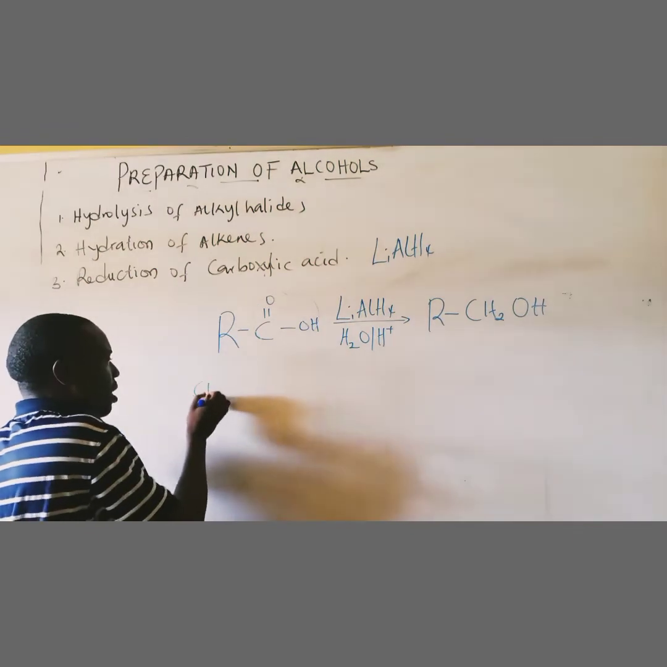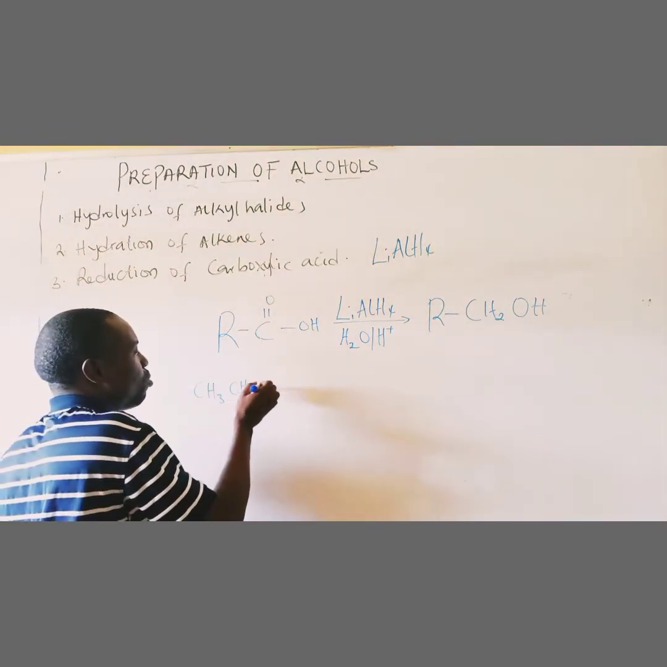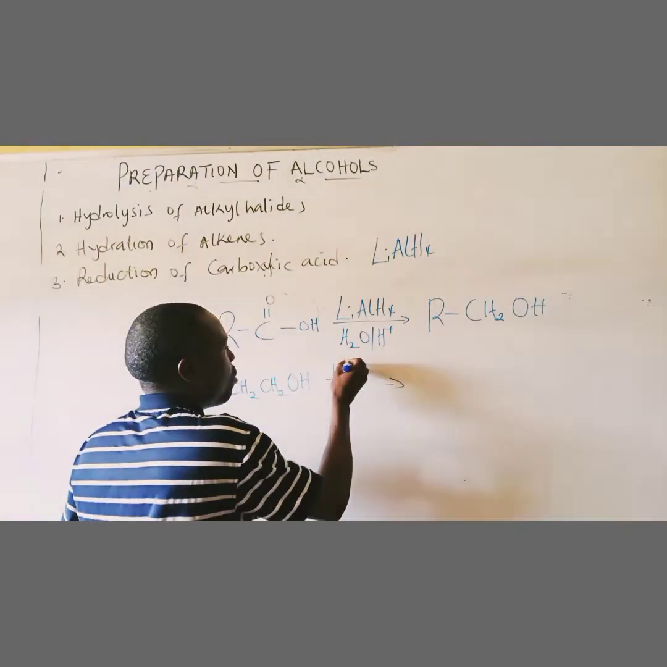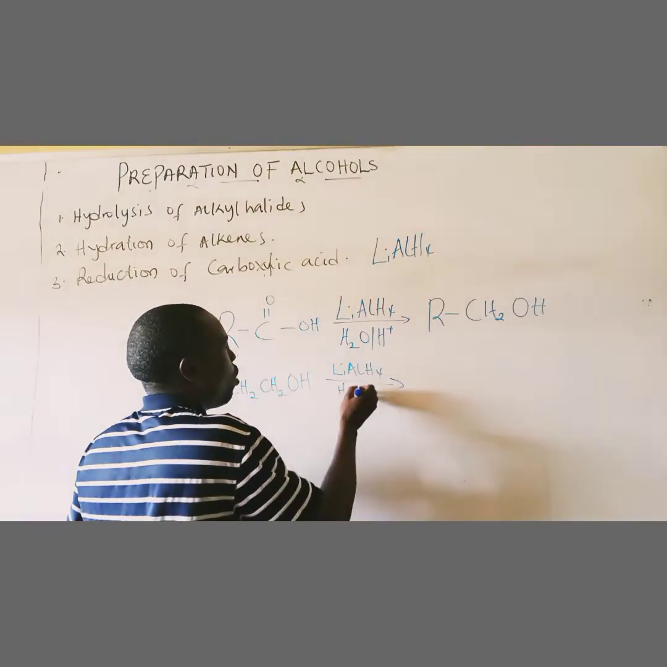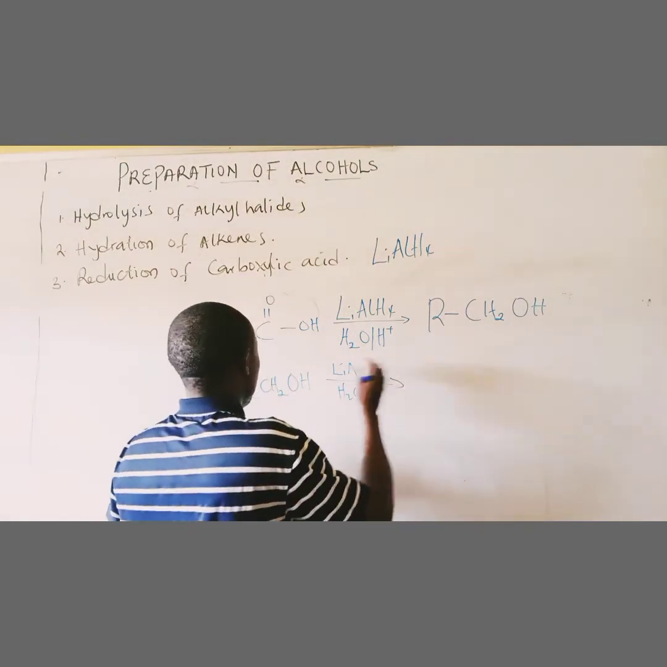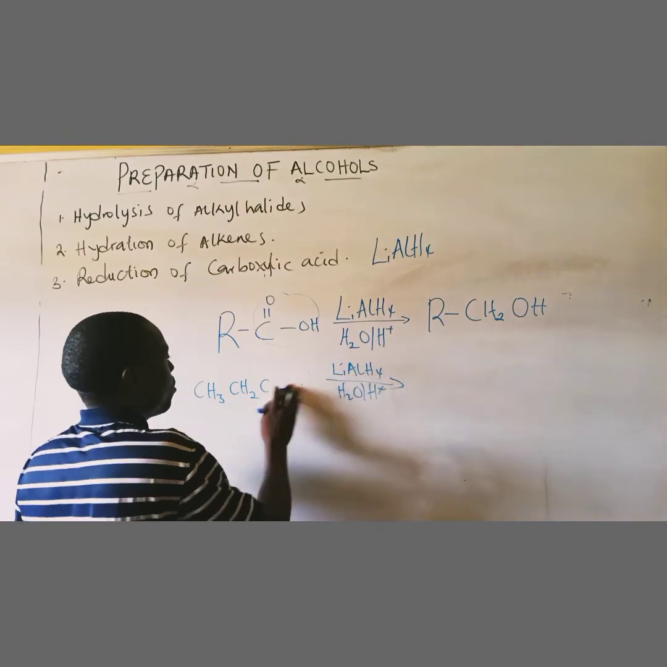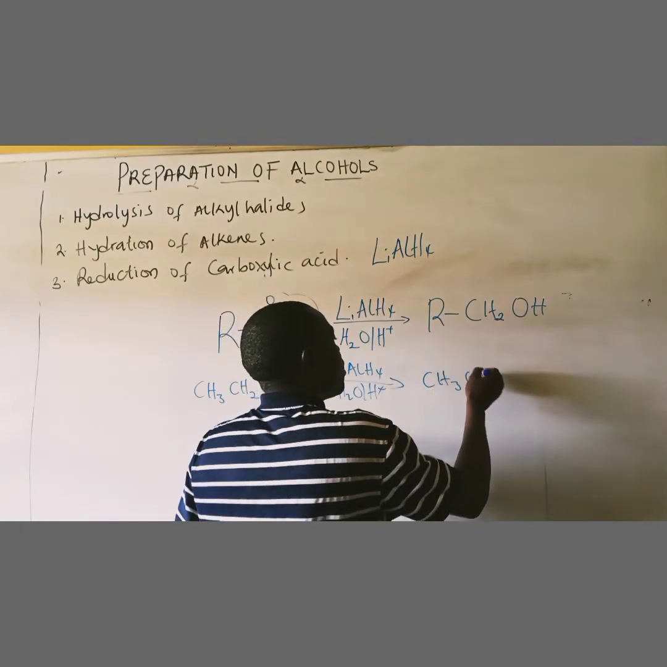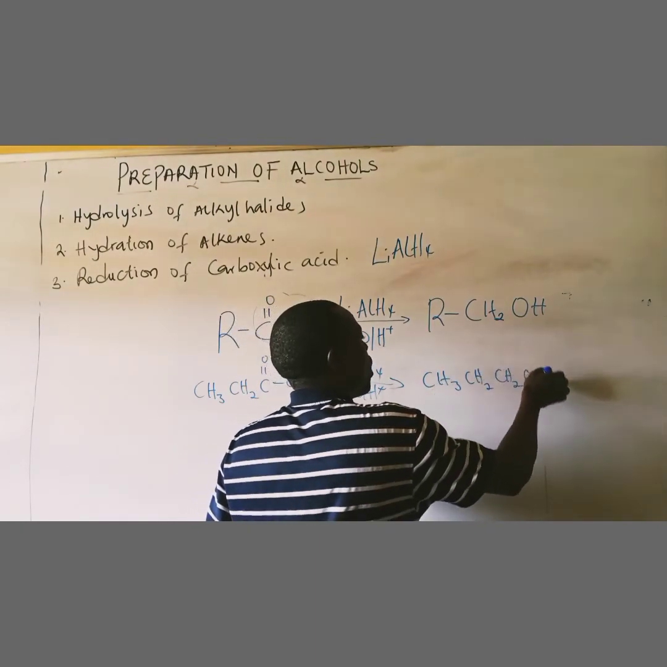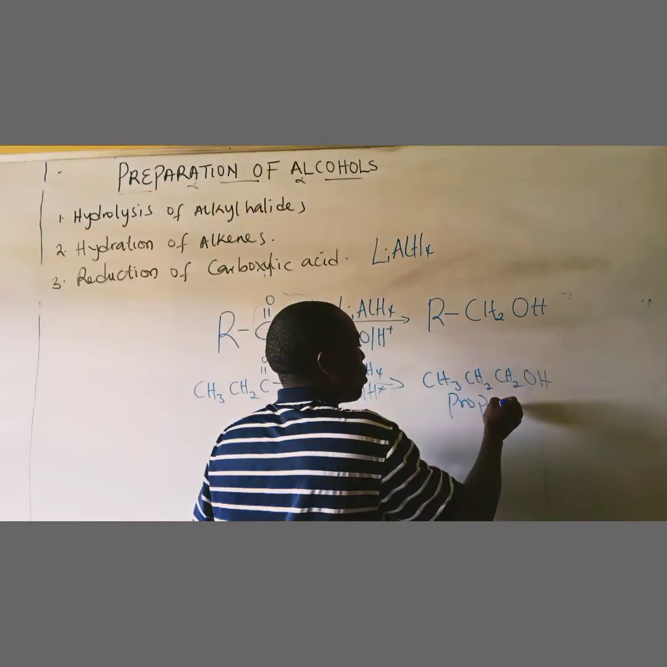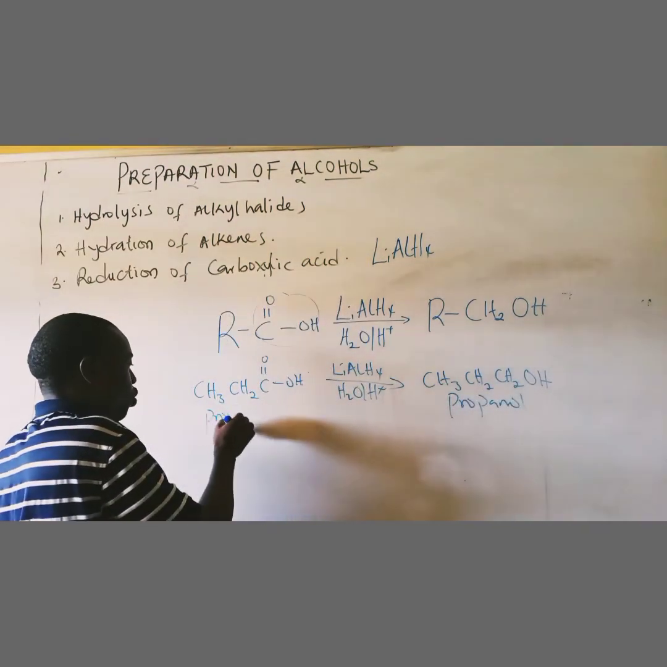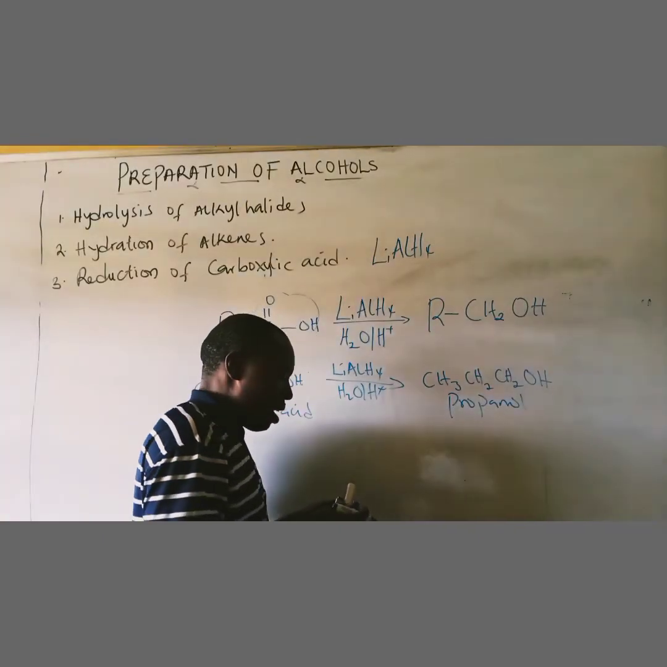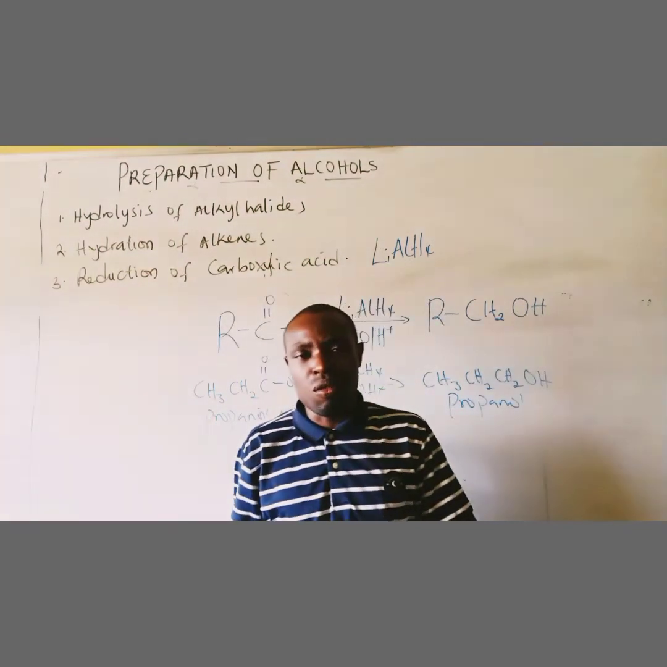So if I'm having something like CH3CH2COOH, in the presence of a reducing agent of this nature, what do we have here? So we're having CH3CH2CH2OH. So this is propanol from propanoic acid. And on that very note, we come to the end of this lesson.